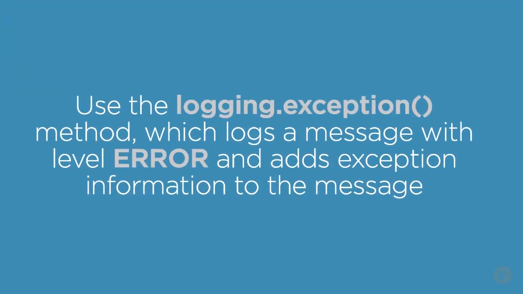But the tip is, if you're logging from an exception handler, use the logging.exception method, which logs a message with level ERROR and adds exception information to the message. You don't need to pass exc_info. But if you don't want to get the logs of only level ERROR or above, you can call any of the other logging methods from debug to critical and pass the exc_info parameter as true.